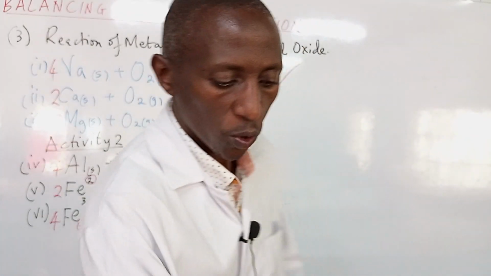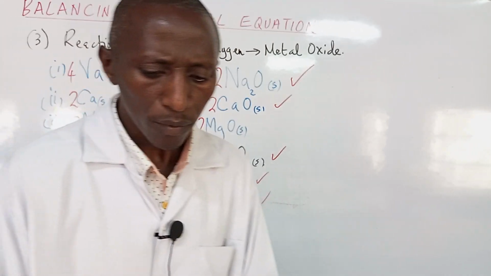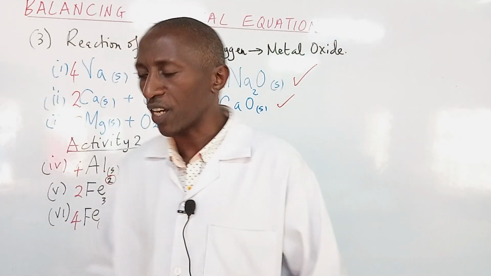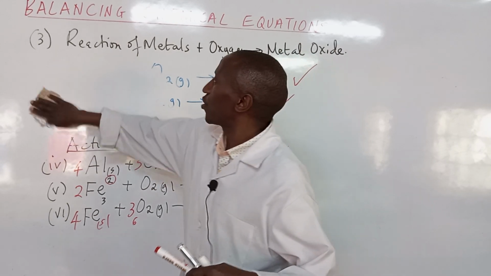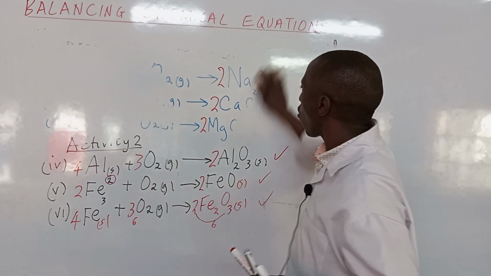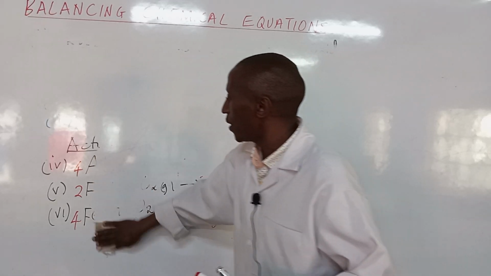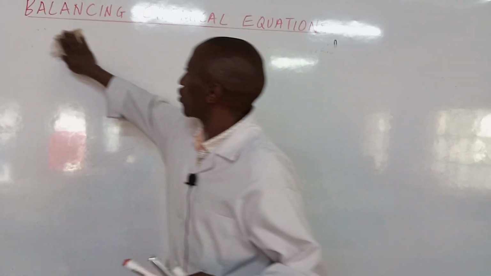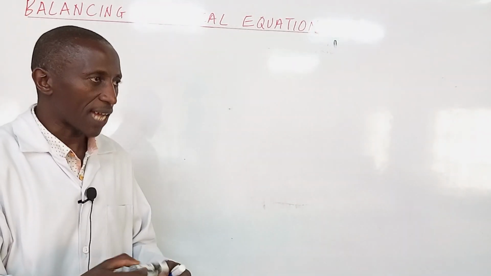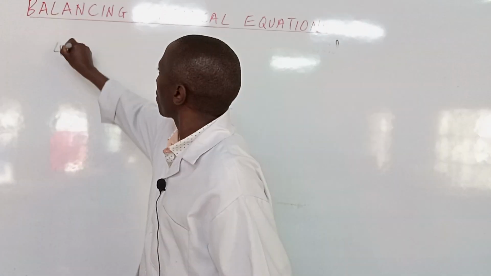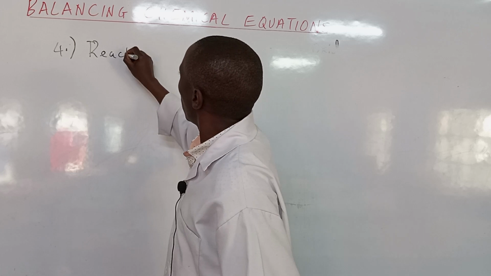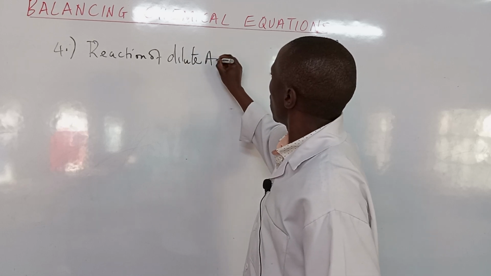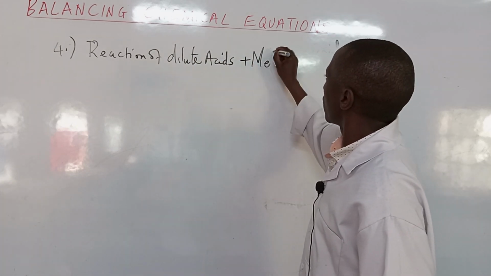Straight away, we move on to part 4, whereby we shall look at how dilute acids react with carbonates. This is a section which we met in Form 1, part of it in Form 1, and it still occurs in Form 2 chemistry. That is the reaction of dilute acids with carbonates. Number 4, reaction of dilute acids and metal carbonates.